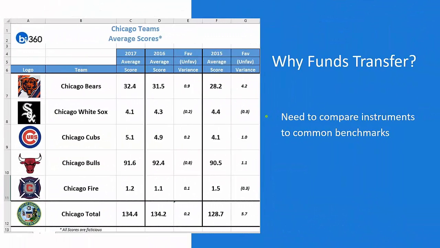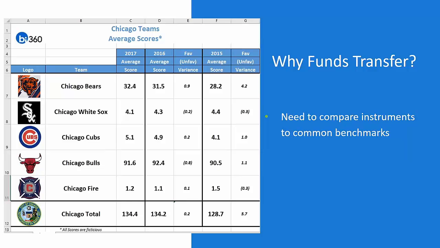So let's start off, first of all, with funds transfer pricing. I've seen a couple of folks say, yeah, we used to do it, it was real hard, don't know why we would keep doing it, didn't see the value. Here's just sort of making fun of it. These are scores. My bank is called Chicago, and I've got my various instruments. The Bears are averaging 32 points, the White Sox are 4, the Cubbies are 5.1, the Bulls are 91. And my average yield is 134.